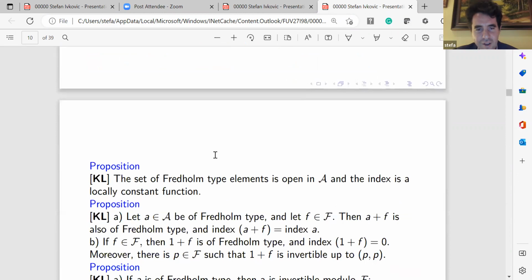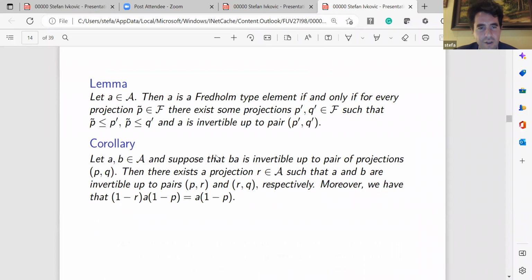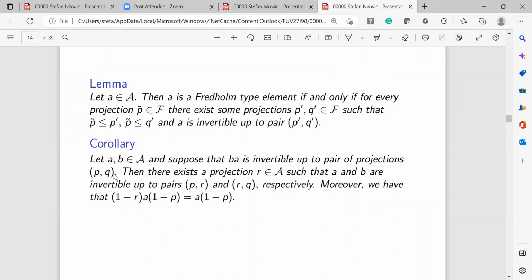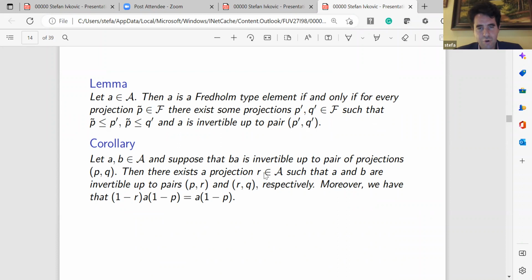Let us go back. I was here, I think, yes. If A, B are in A, and we suppose that BA is invertible up to pair of projections, P and Q, now these projections are in A, so not necessarily in F, but arbitrary projections in A. So then there exists a projection R in A, so not in F, but in A, such that A and B are invertible up to pairs PR and RQ respectively. So A is invertible up to PR and B is invertible up to RQ. And in addition, A has upper triangular form with respect to this decomposition, or in other words, (1 minus R) A (1 minus P) is A (1 minus P).